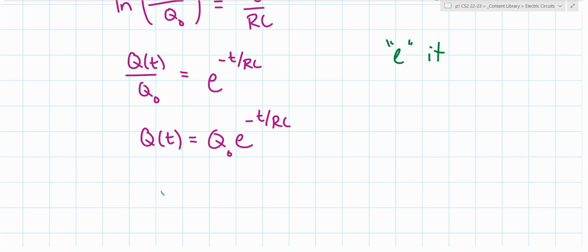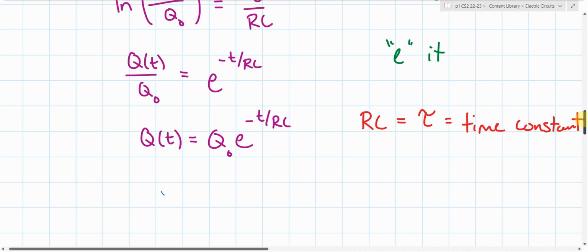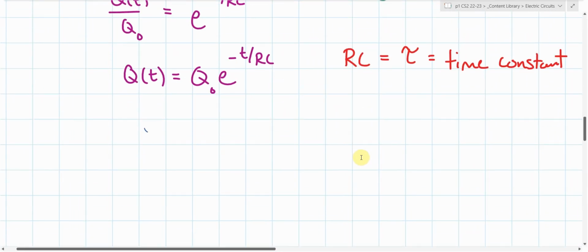Now, a small note, or actually a really important note: the thing on the bottom, the product RC, has a name. It is called the time constant, and we use a tau to represent it. This is going to sound weird, like you're going to think, why do we even care about this? But it is something we like to ask you about, so you need to know about it.